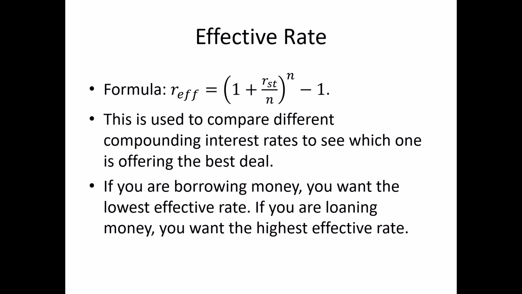And so if you're borrowing this money, you don't want to pay more back on the same amount of money that you're borrowing. And again, if you're loaning money, then you want to receive the highest amount back. So this is what the effective rate does: it kind of, quote unquote, levels the playing field so that you can compare compound interest rates to see which one is offering you the best deal.